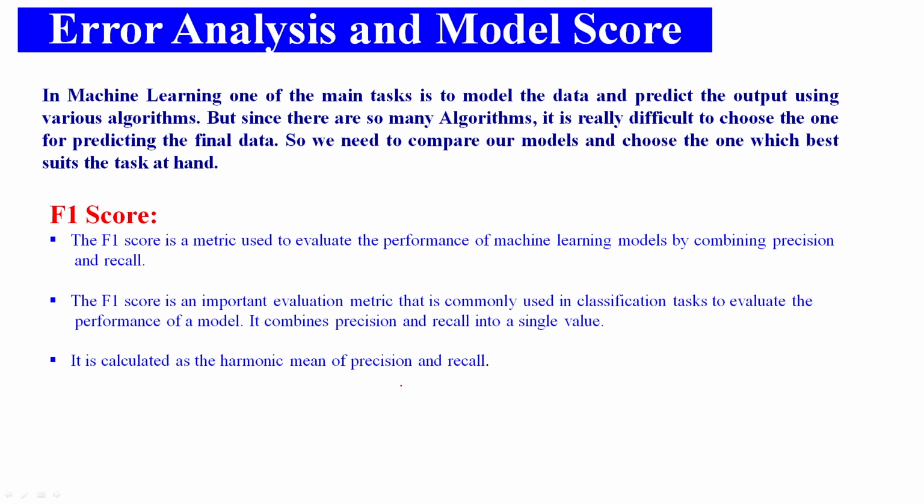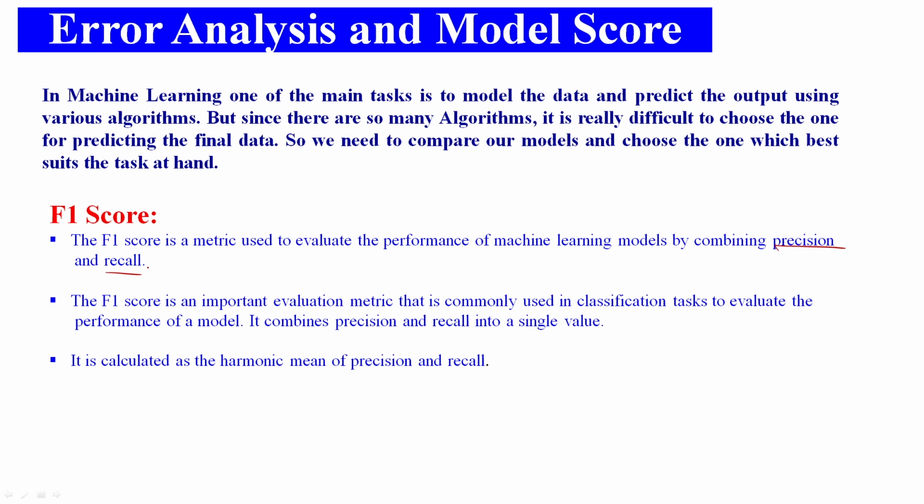One is the error, which one is giving the least error. The other one is the score, the model score. F1 score is one such very important score. F1 score is a metric used to evaluate the performance of any machine learning model, and it combines two parameters, one is called precision, the other is called recall. We will discuss these two. F1 score is very important because it allows you to evaluate the performance of the model by combining these two things, and it is calculated as the harmonic mean of precision and recall.